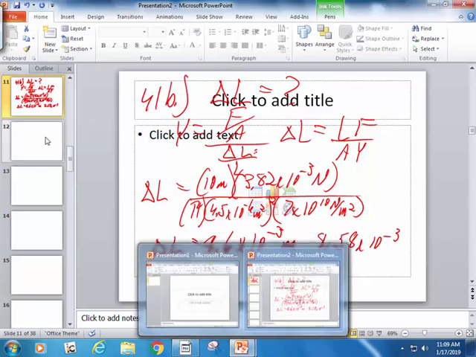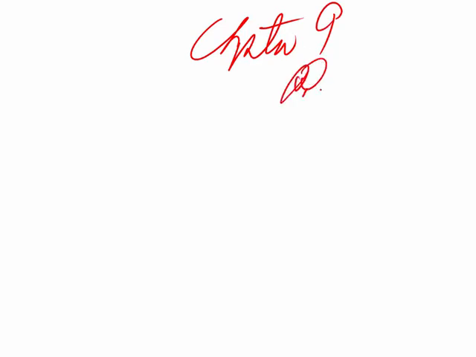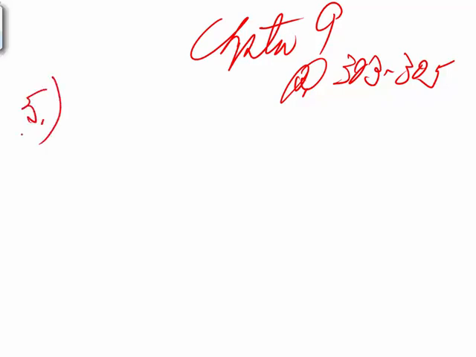Okay, students, let's go to the next chapter, chapter 9, pages 303 to 305. Okay, let's look at number 5. We got a student who throws a 120-gram snowball at 7.5 meters per second at the side of a schoolhouse where it hits and sticks.